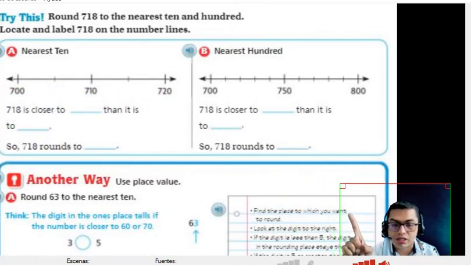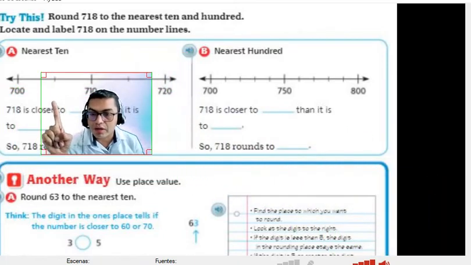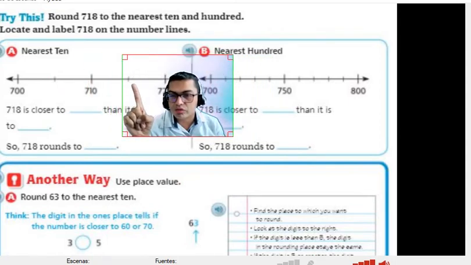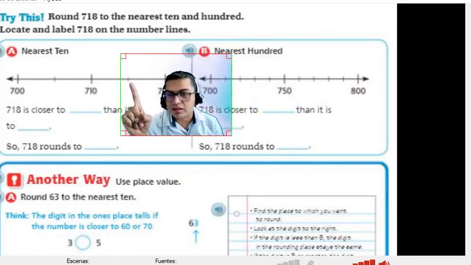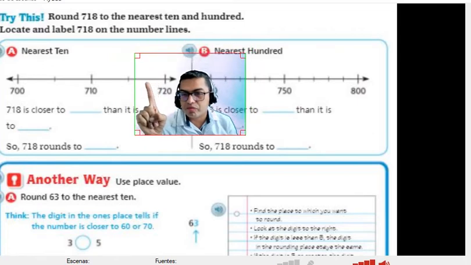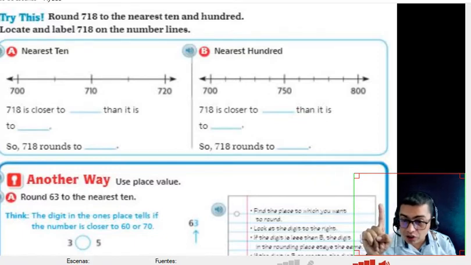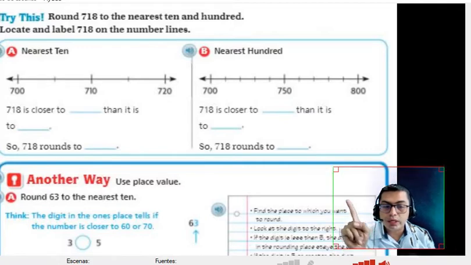718, vamos a hacerle la rayita, a ver. We can 718. Si acá es 720, acá es 710. O sea que está la mitad. So we'll be like in this place, maybe, yes? So you can do it too. Vas a ubicar, así como vimos, el 718. Ya cuando lo ubiques, it is very easy.